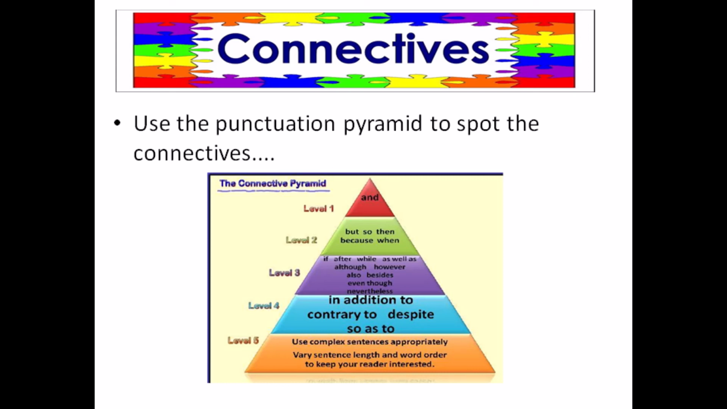in level 3 we have if, after, while, as well as, although, however, also, besides, even though, nevertheless. And then in level 4: in addition to, contrary to, despite, so as to. And then level 5: use complex sentences appropriately, and vary sentence length and word order to keep your reader interested.